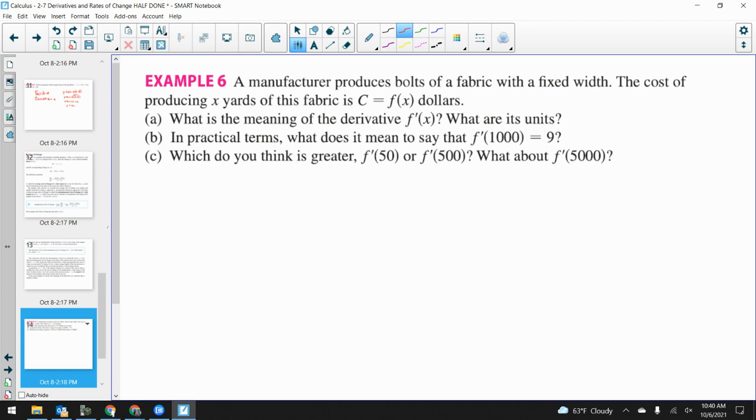And then we've got a function of cost. The cost of producing x yards of fabric is C equals f of x dollars.